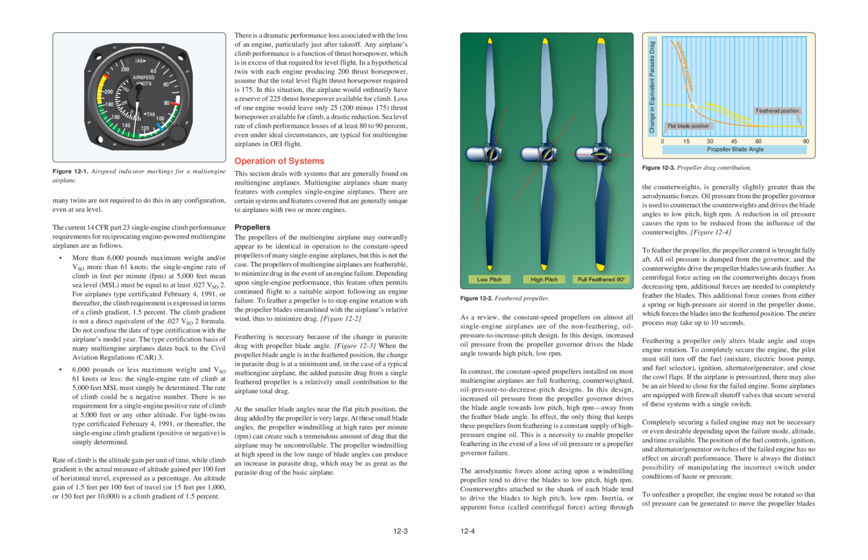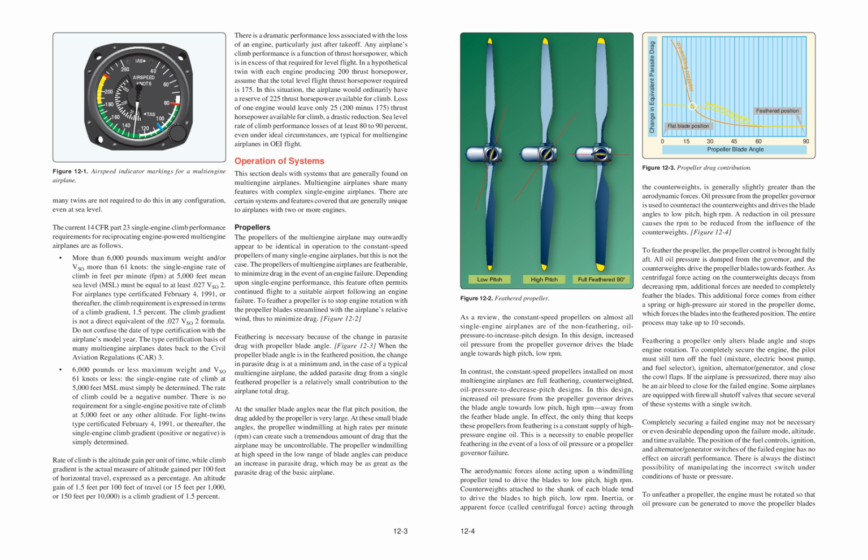Completely securing a failed engine may not be necessary or even desirable depending upon the failure mode, altitude, and time available. The position of the fuel controls, ignition, and alternator/generator switches of the failed engine has no effect on aircraft performance. There is always the distinct possibility of manipulating the incorrect switch under conditions of haste or pressure. To unfeather a propeller, the engine must be rotated so that oil pressure can be generated to move the propeller blades.